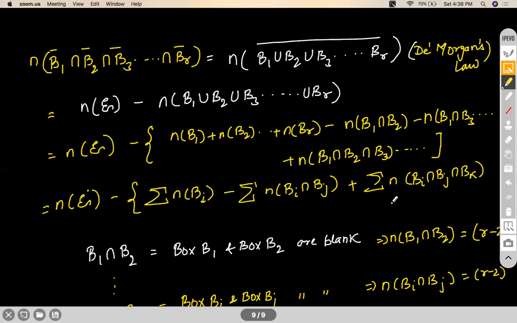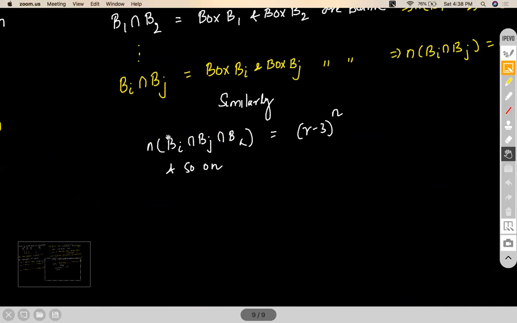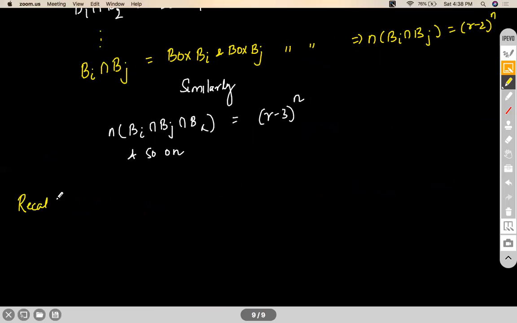So basically what I'm doing is using an advanced version of the formula that you have learned in your sets chapter. People who are wondering how I am writing these things, I would like you to recall one of the formulas. I think I have spaced down over here. Please recall this formula. You had done this formula in your sets chapter: n(A union B union C).